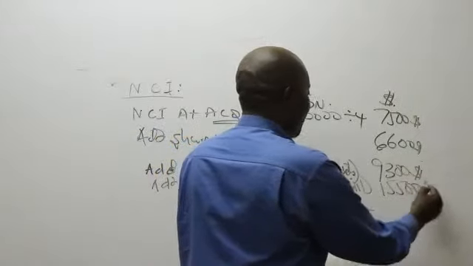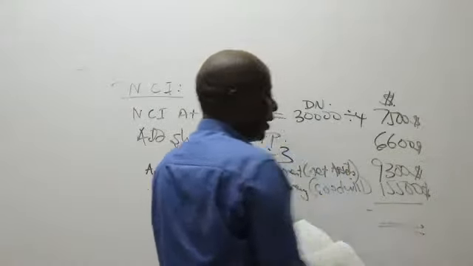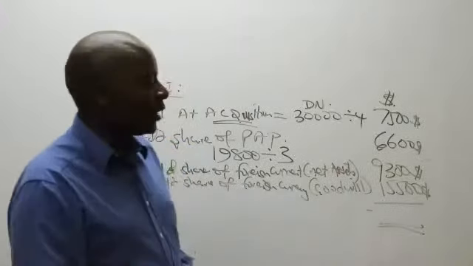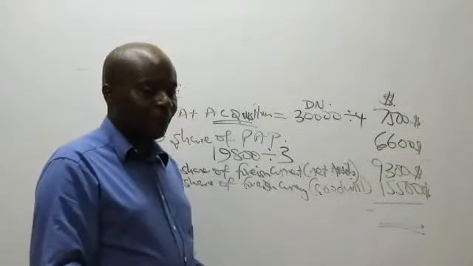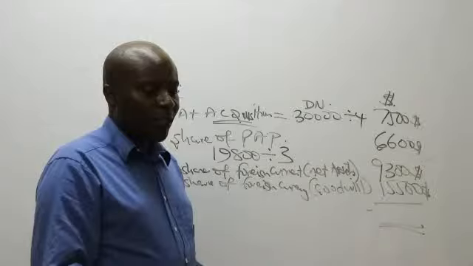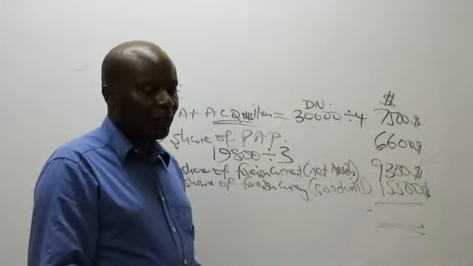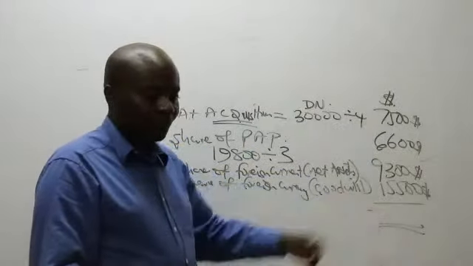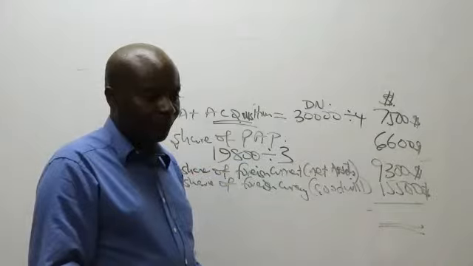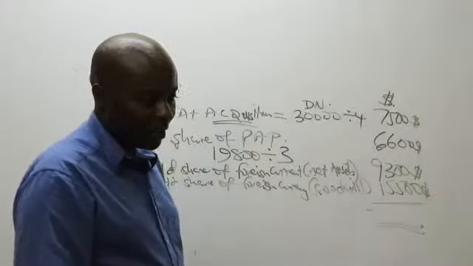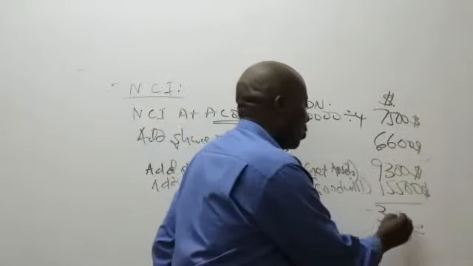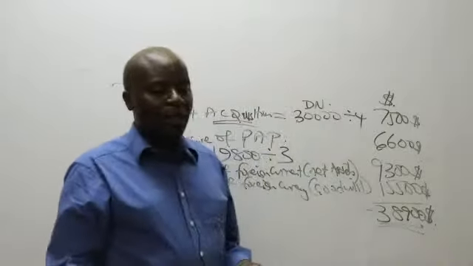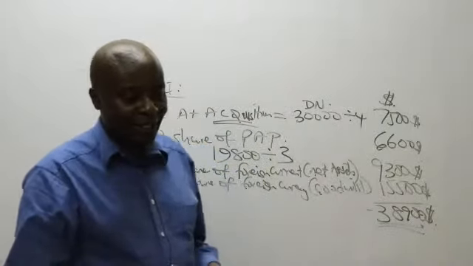So could you kindly give me the total for NCI? What do we have there as the total for NCI? $38,900. Do you know where you're going to take this figure in the balance sheet?